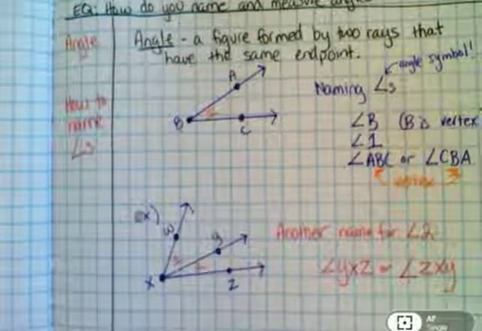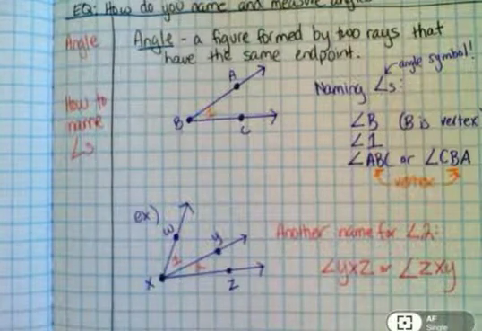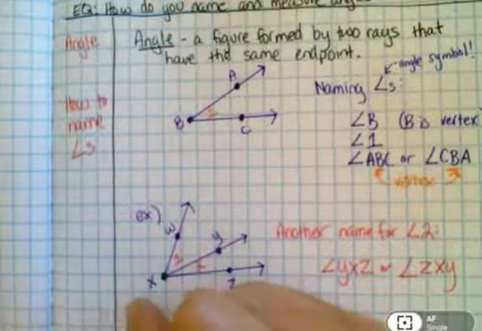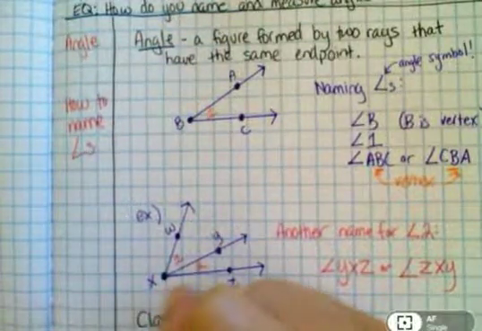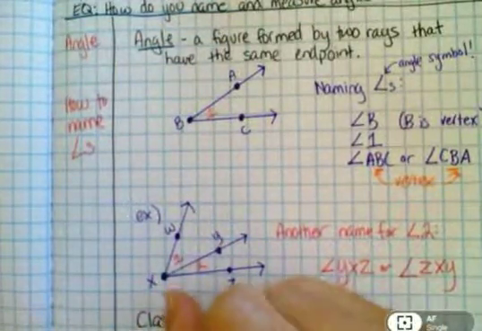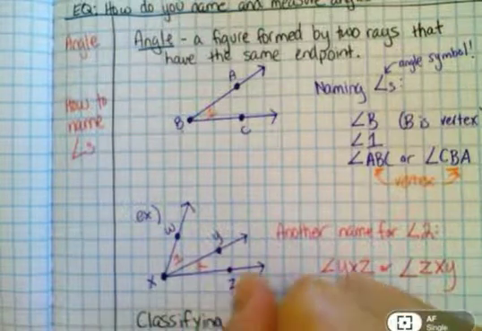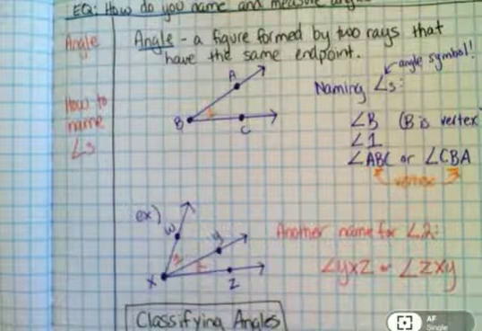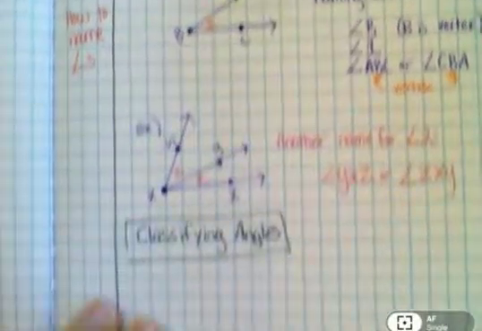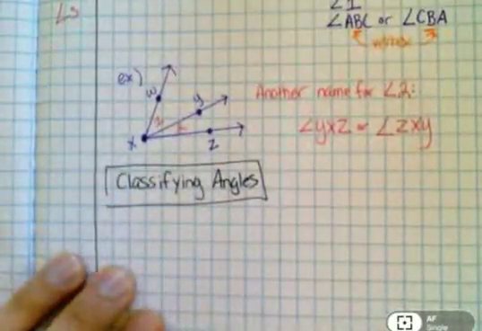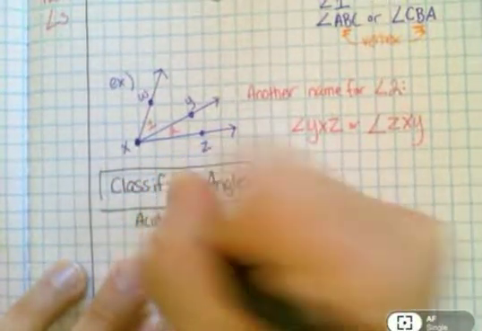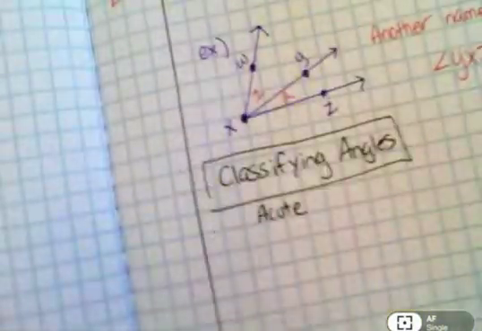All right, let's talk about classifying angles. I hope these are words that you're familiar with. Classifying angles basically means just talk about what type they are. There are 4 types of angles. There's acute, which is easy to remember because they're the smallest type and they're so cute.